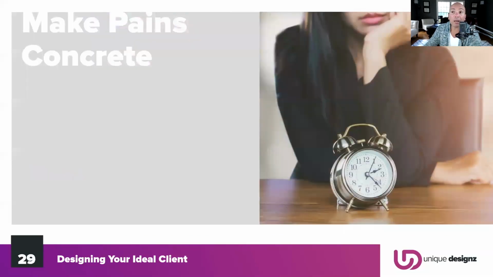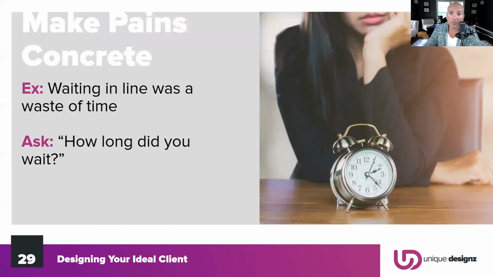So we want to make pains more concrete. So for example, if you're working with a restaurant and we're surveying customers, and one of their grievances is that they have to wait online for too long, right? What we want to do is make it concrete, because that's very vague, waiting online for too long. Well, what's too long? How long did you have to wait? You want to dig deeper here, because that's going to give a concrete pain. It's going to get more granular. We're going to get more specific.